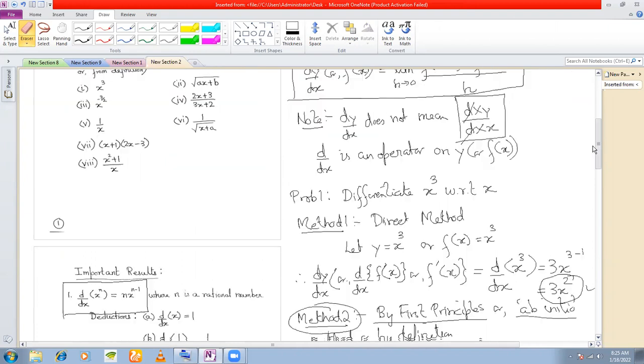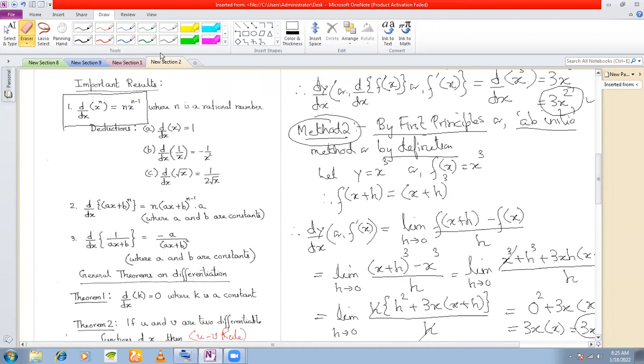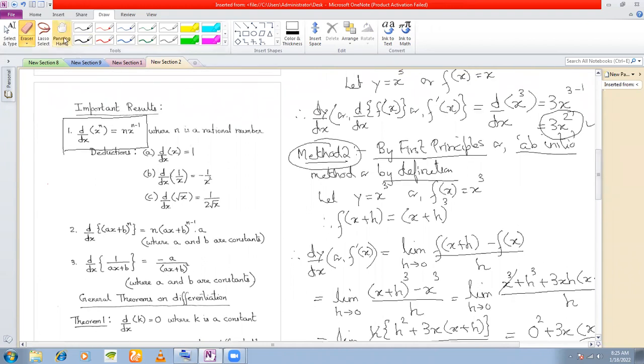Okay, the first and the most important formula is this one: d/dx of x to the power of n is equal to n x to the power of n minus 1, where n is a rational number. For whatever rational values that you have, you can use this formula, but for irrational numbers you cannot use it. Now three important things come out of this formula, which you must memorize. The first is that differentiation of x with respect to x is always 1.